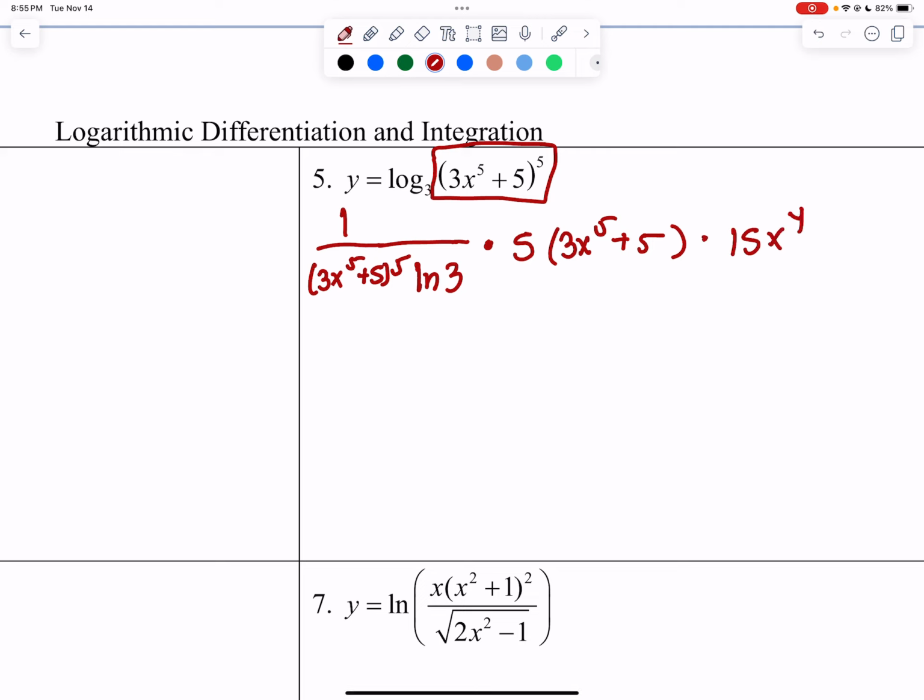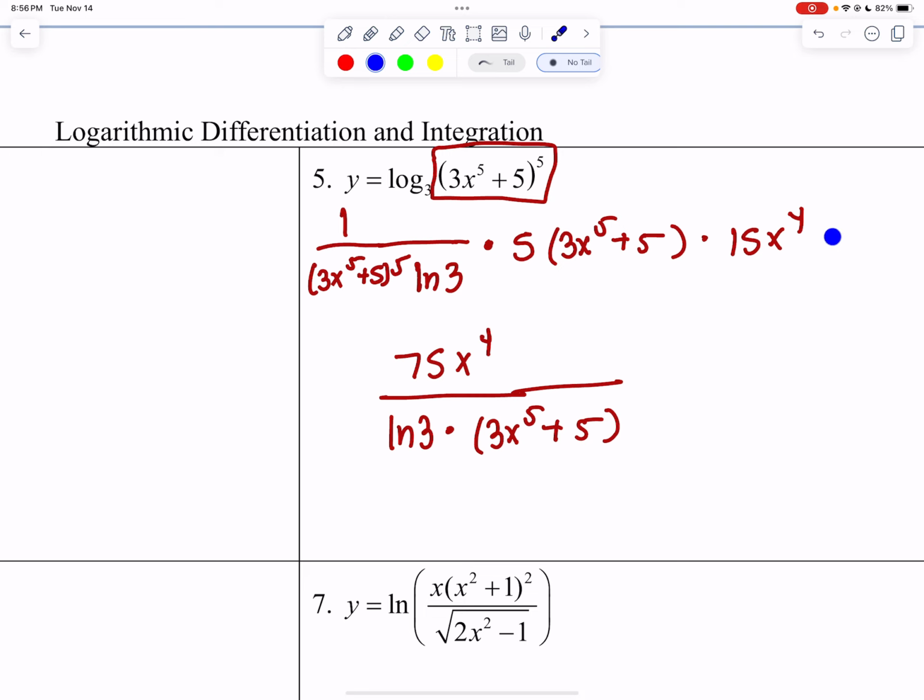Keep it like this, unsimplified. That's fine. I'll be happy. If you were to simplify this, you're going to get 75x to the 4th over ln of 3 times 3x to the 5th plus 5. And remember, of course, if you already have this, just keep it like this, unless it's a multiple choice question where it gives you the simplified version. So you might need this just in case it's on the MCQ and it's all simplified.